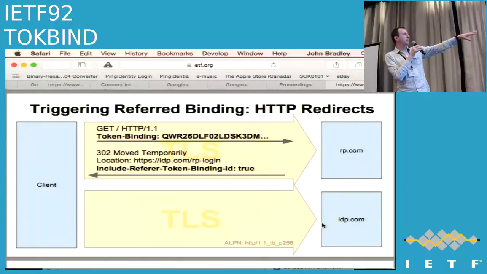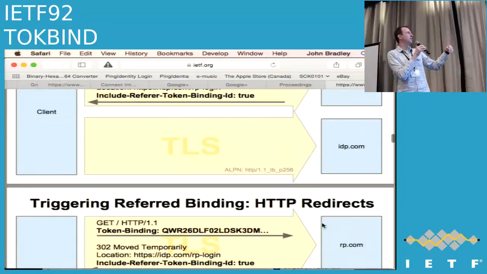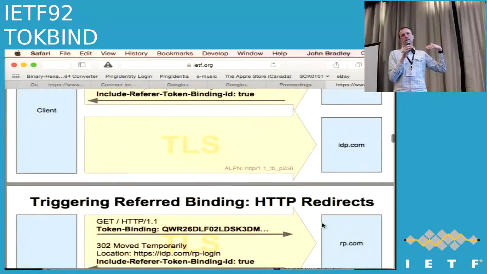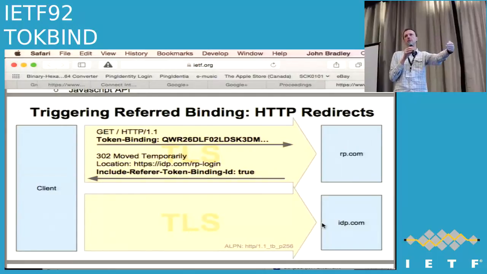So when the relying party issues a 302 redirect HTTP response, usually when the client visits that location it's being redirected to, it sends stuff like the referrer and so forth. And if the response included the include referrer token binding header, then what happens? Next slide.